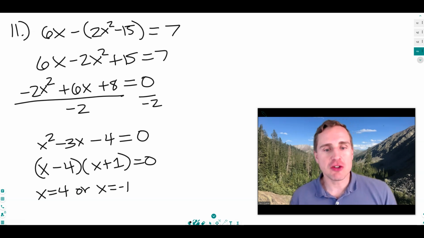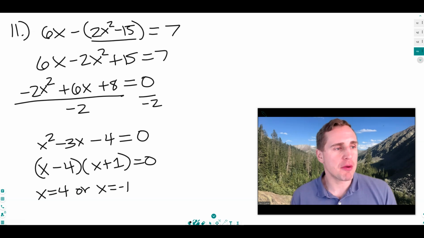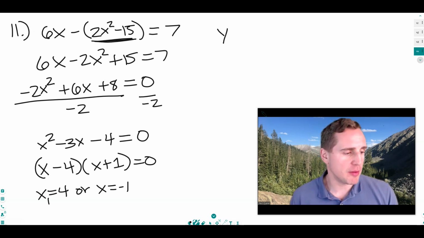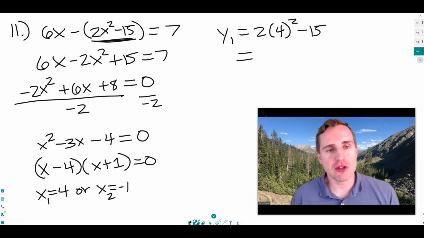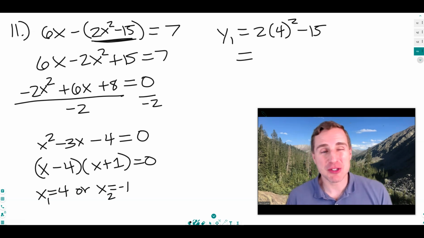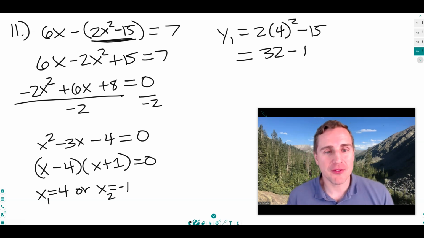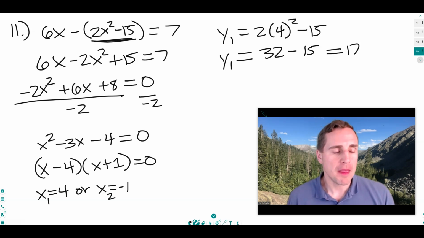So we can plug each of those into the original y. If you remember, this was the original y. So let's call this x1 and x2, by the way, with labeling them. So y1 associated with x1 is going to be 2 times 4 squared minus 15. So order of operations, 4 squared is 16, times 2 is 32, minus 15, that should be 17 for y1.